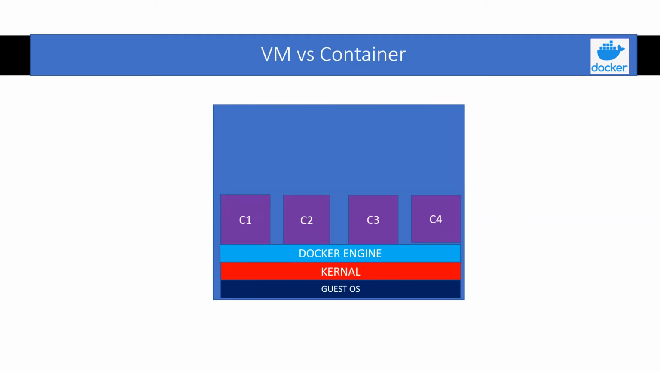When it comes to the container, it is going to be the virtualization of the OS. So you are going to have the guest OS, whether you want to run it on an individual machine or on different VMs. There's going to be a shared kernel across these four containers. And in between, instead of the hypervisor layer, you are going to have the Docker engine.